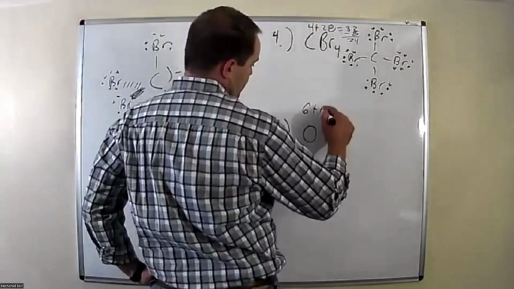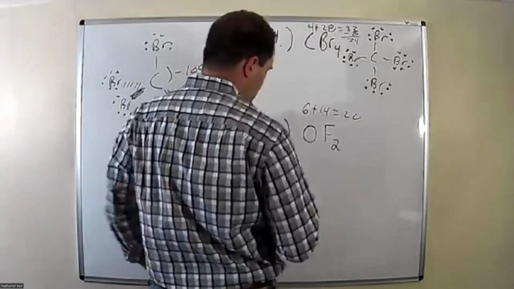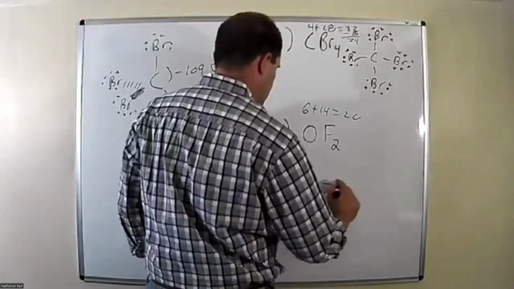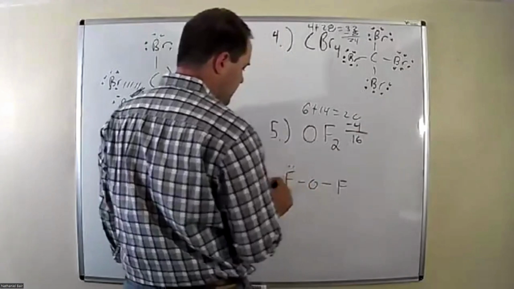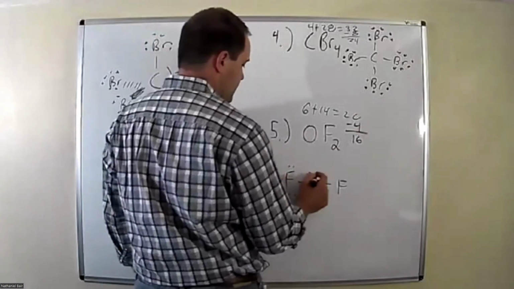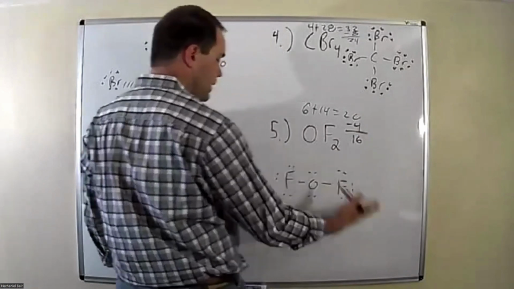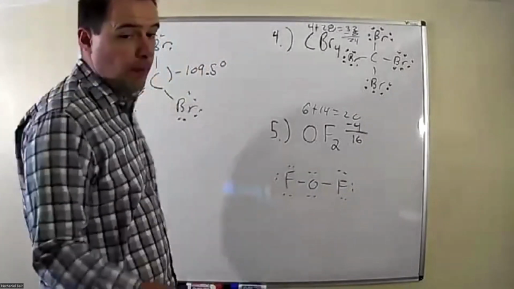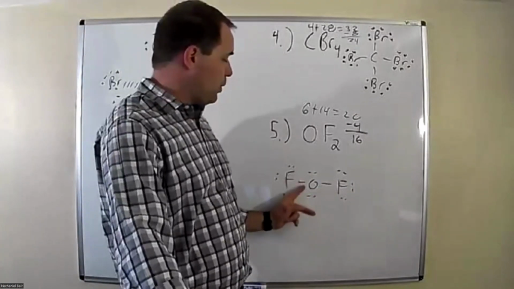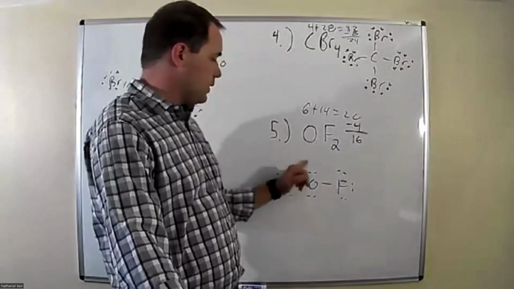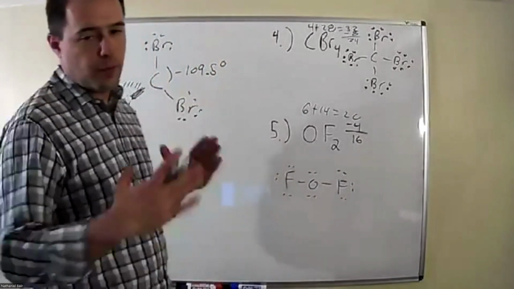OF2, we've got 6 plus 14 equals 20. We're going to do an oxygen in the middle. We've got 4 electrons used up, 16 left. 2, 4, 6, 8, 10, 12, 14, 16. Perfect. Here's the problem. Once again, we're in domain 4. This is domain 4: 1, 2, 3, 4 things, and 2 lone pairs. Domain 4, 2 lone pairs.